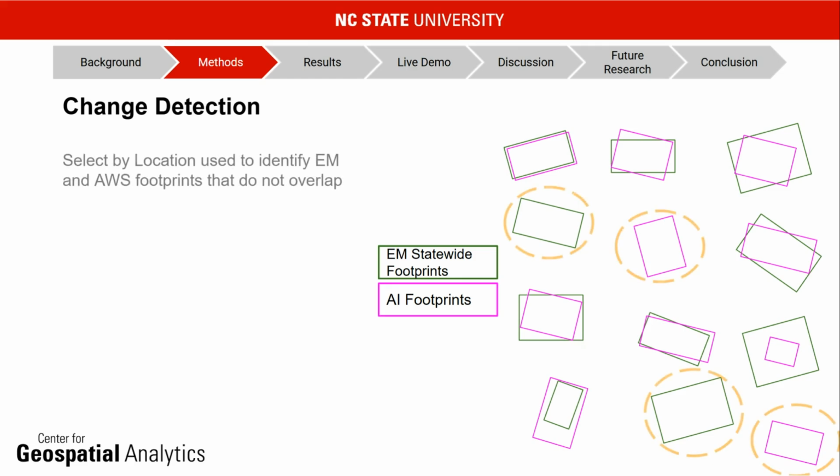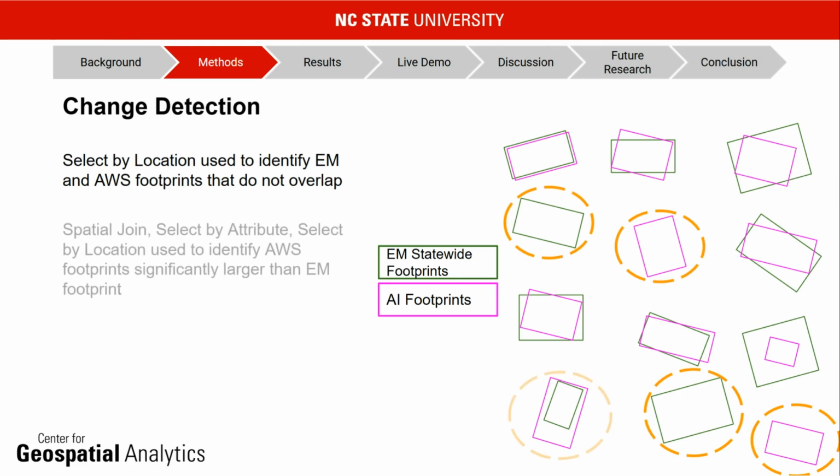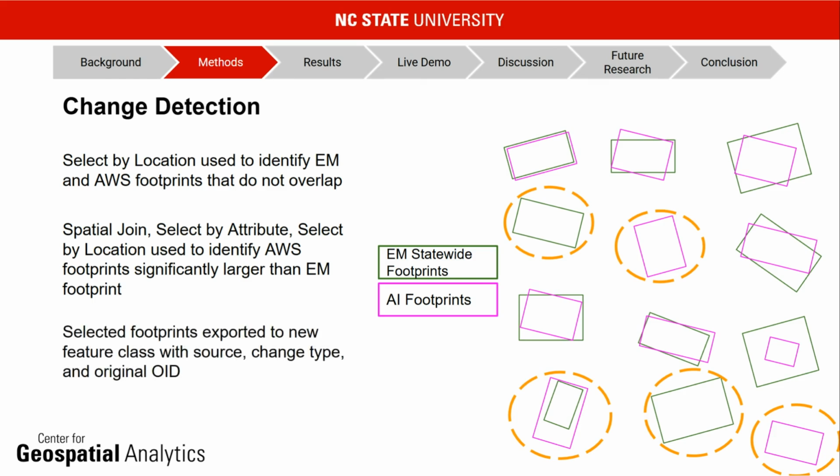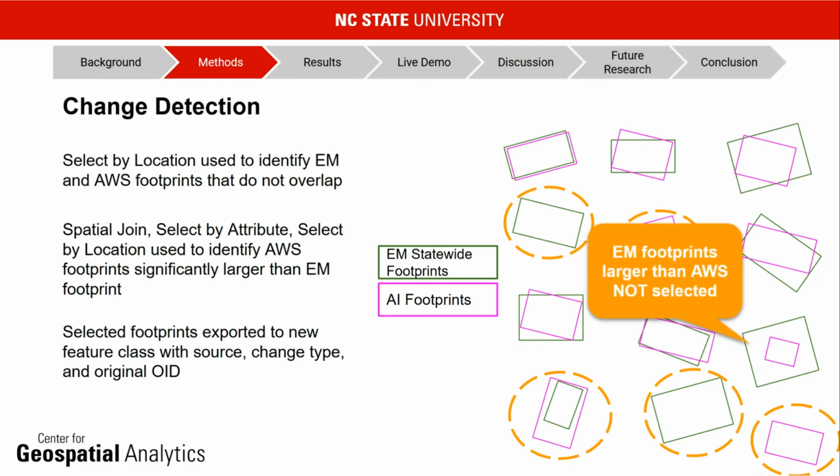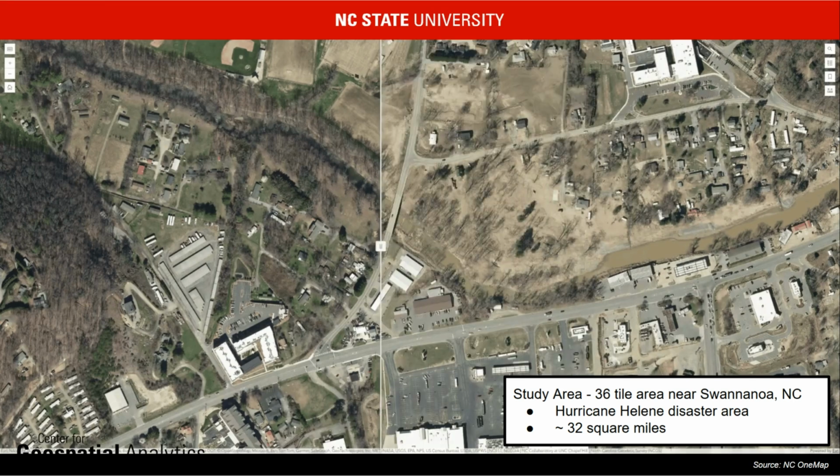Next, we do a change detection here with a select by location. We're selecting EM and AWS footprints that don't overlap each other. We're also identifying those footprints where the AWS footprint is significantly larger than the EM footprint, and exporting that to a new field with some tracking. As a note, EM footprints that are larger than AWS are not selected.